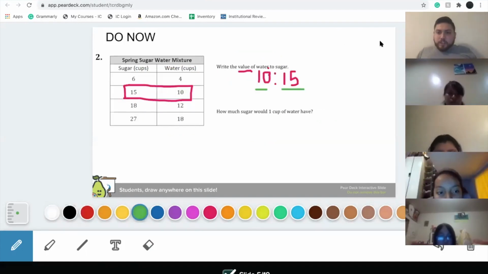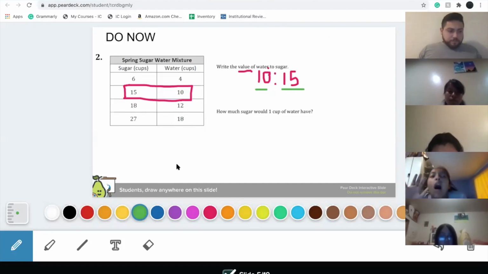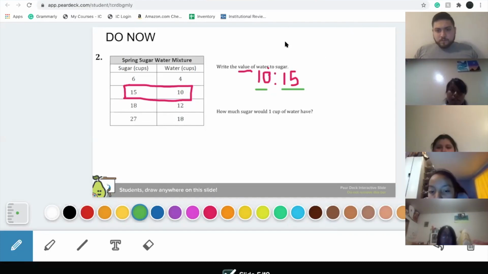So I'm going to take this ratio, 15 to 10. I'm going to convert it to water to sugar. So 10 of water, 15 of sugar. I want to find the value by dividing, Heidi. What number should I use? If you guys know, please put it in the chat.